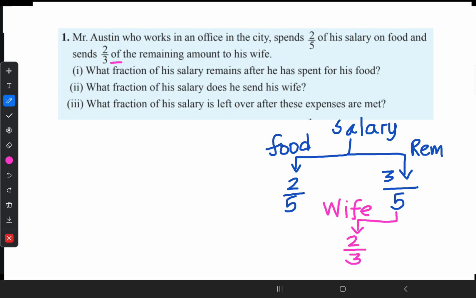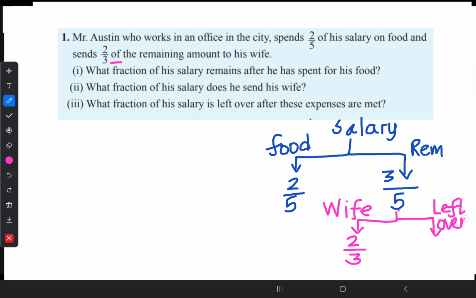This is what you should understand. From the remaining, we cannot find the amount from the salary directly. You should find the remaining first. Thereafter, from the remaining, he will send 2/3 portion to his wife. After sending to his wife also, he will have some amount as leftover. I will consider this amount as leftover.